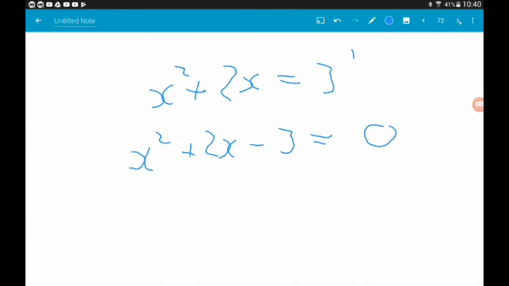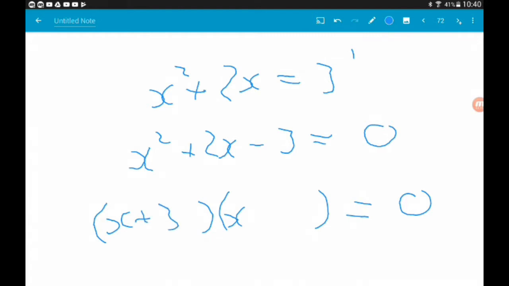We need two numbers that multiply to minus 3 and add to positive 2. So that's going to be plus 3 and minus 1. So 3 times minus 1 is minus 3. 3 plus minus 1 is indeed positive 2.